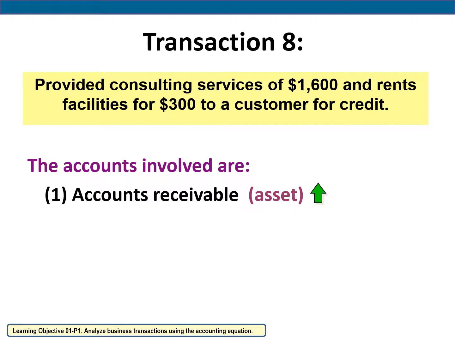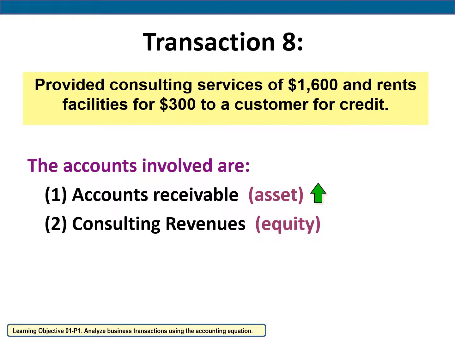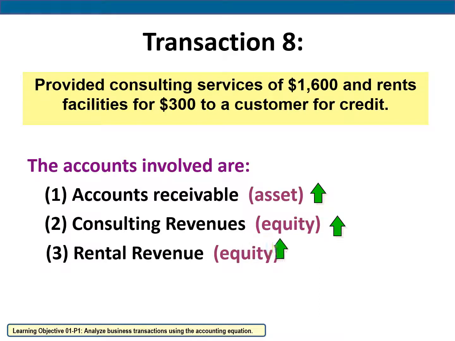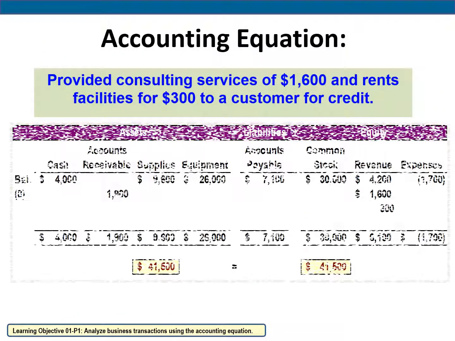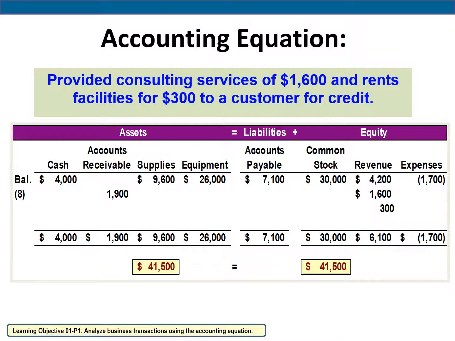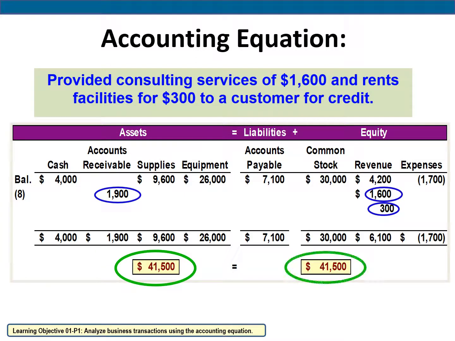So that balance is going to increase. And then we're going to recognize the revenue, and revenues are also going to increase. And revenues have a similar relationship to equity. So when revenues are increasing, equity is also increasing. So if we look at these transactions in the form of the accounting equation, you have your accounts receivable of $1,900. You have your revenue of $1,600 for the consulting services. Then you also have revenue of $300 for the rental income for renting the facility. And then our accounting equation is still in balance.